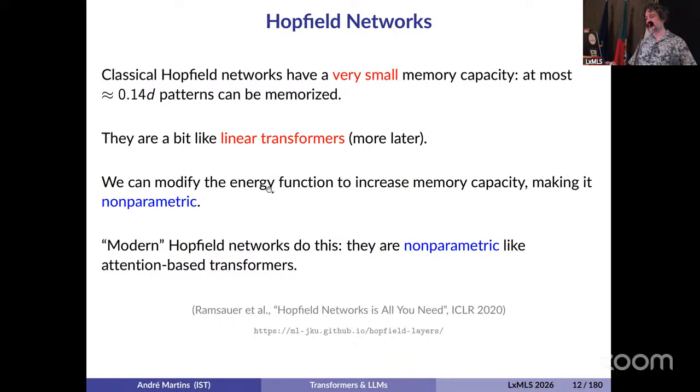And in fact, there is a lot of work in recent years that try to modify the energy function of Hopfield networks to increase memory capacity, to make them able to memorize more things. In fact, what this is doing is making these networks non-parametric, which are called modern Hopfield networks. And by making them non-parametric, this is starting to resemble more and more what attention-based transformers do. Okay. Right, so this was the short introduction that I wanted to give.